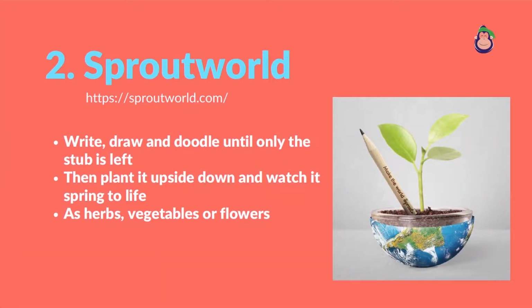Next is Sprout World. It's a pencil which you can use, and after using it, you can plant it. So you can write, draw, and doodle anything using the pencil, and then place it upside down and watch it grow. So you can grow herbs, vegetables, or flowers, any kind of thing using this pencil, this Sprout World, which it is called.